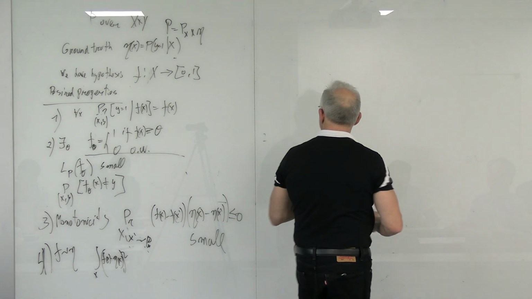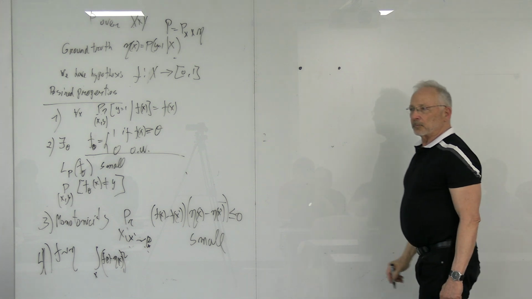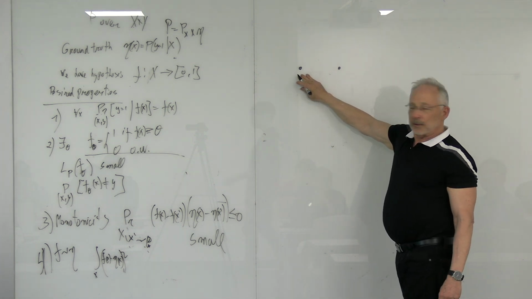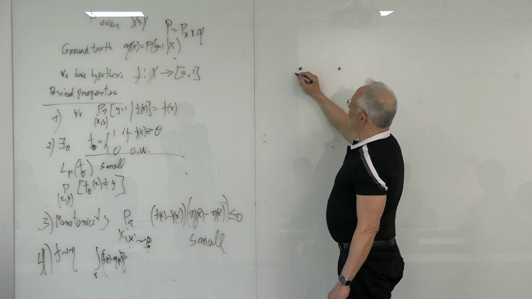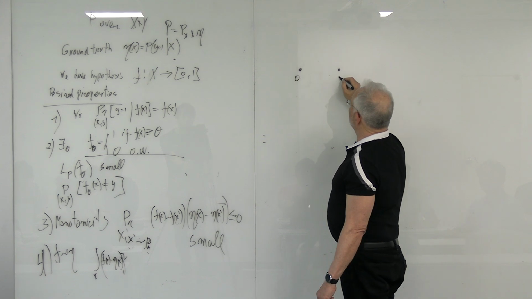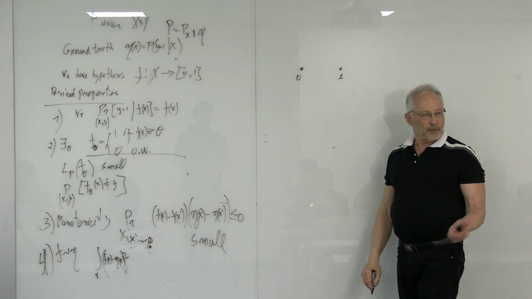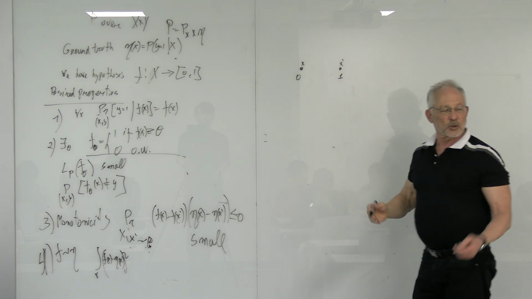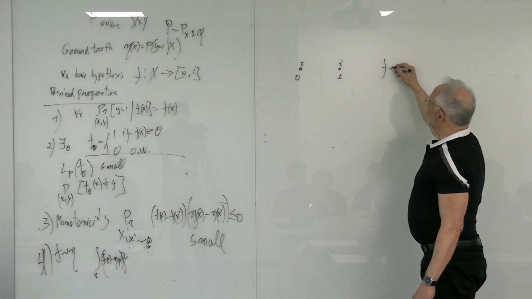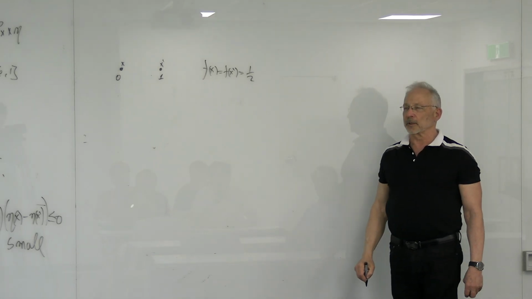Assume that my probability is very simple. I have only two points, and the probability of seeing each point is a half. This point has label 0, and this point has label 1. Let's call the points x and x prime, and this is all that I have in my space. If f of x equals f of x prime equals a half, then how am I doing in terms of calibration?